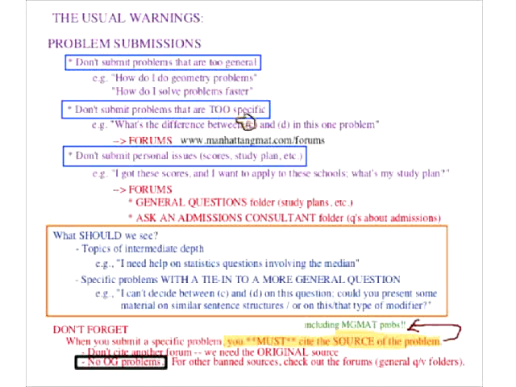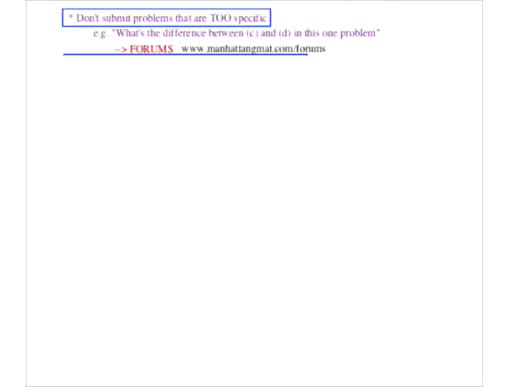Also, please don't submit problems that are too specific. A lot of you guys have been doing this in the last couple of weeks. So let me just illustrate with a couple of problems that people have posted in the last couple of weeks. So the principle again here is please guys don't submit problems that are too specific, because that's why we have a forum online. The purpose of our forum is to address super specific problems. So here's an illustration of a submission like this from the last week.